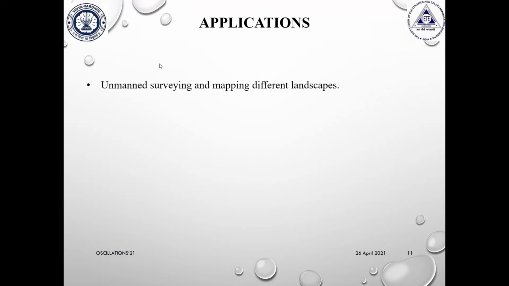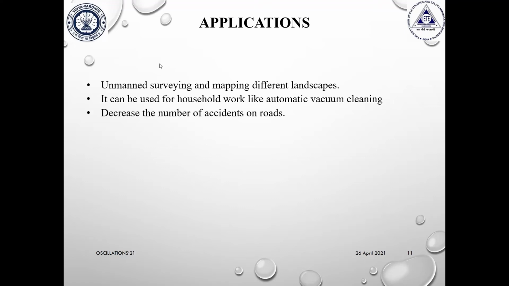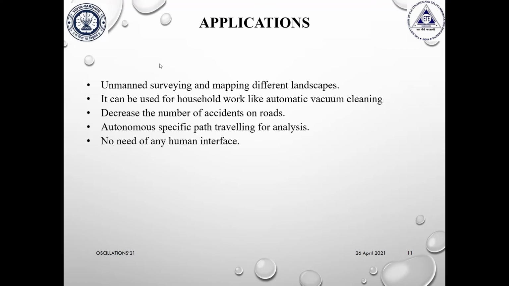Next are the applications. First application is the unmanned or automatic surveying and mapping of different landscapes. Second, in household work of automatic vacuum cleaning, our project can also be used. Third, with the help of a system like ours, road accidents can be decreased by a large number. Fourth, automatic analysis of a specific path. Fifth, there is no need of human interface for this. Sixth, it can be used in remote missions by increasing its features.